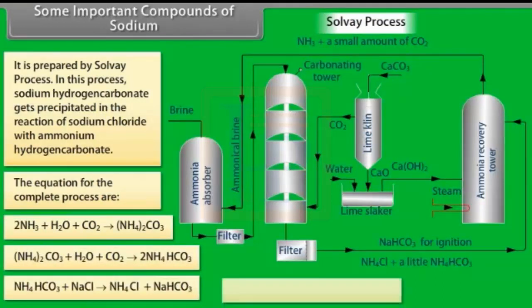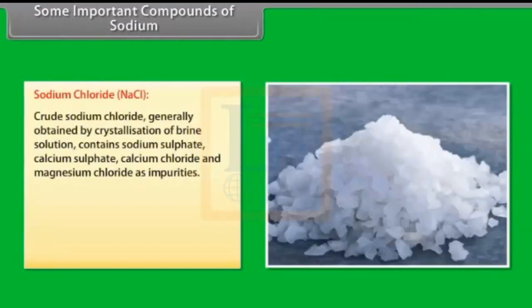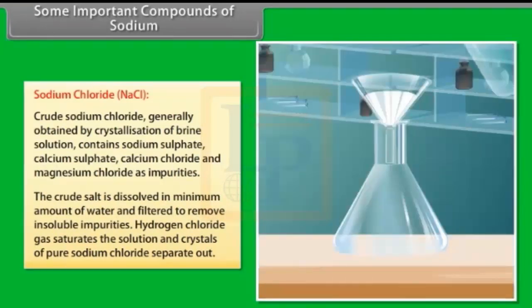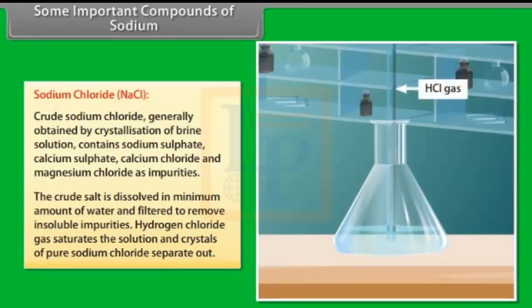Sodium chloride. Crude sodium chloride, generally obtained by crystallization of brine solution, contains sodium sulfate, calcium chloride and magnesium chloride as impurities. The crude salt is dissolved in a minimum amount of water and filtered to remove insoluble impurities. Hydrogen chloride gas saturates the solution, and crystals of pure sodium chloride separate out.